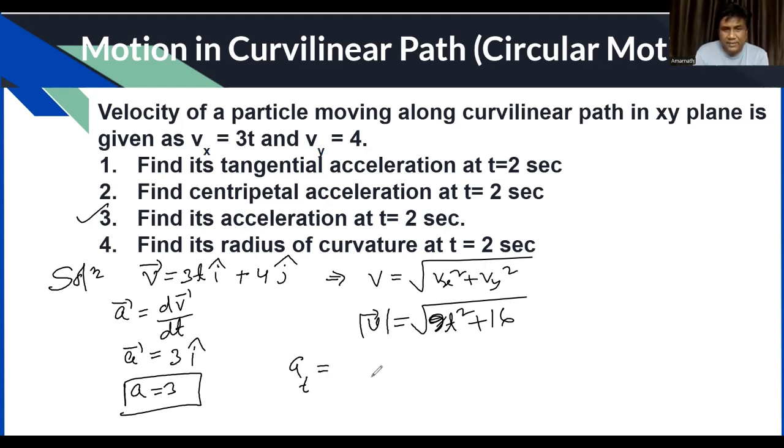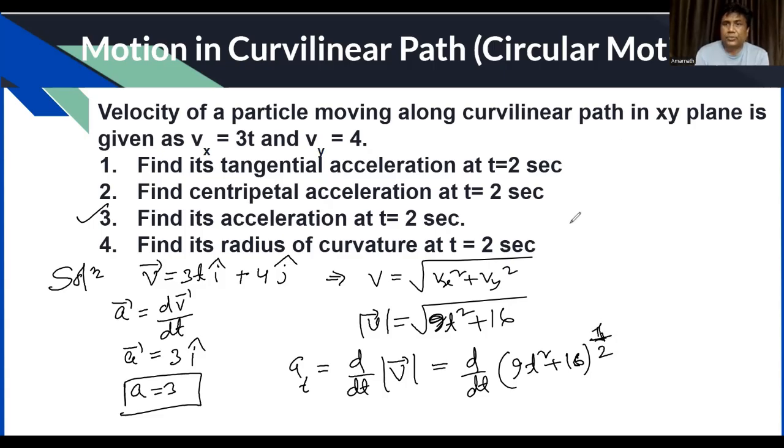At is nothing but differentiation of the magnitude of velocity. So that is nothing but d by dt of 9t square plus 16 to the power half. Half will come as a coefficient, so 9t square plus 16 to the power half minus 1, it is minus half only. And again, if you differentiate that 9t square part, you are going to get 18 into t.